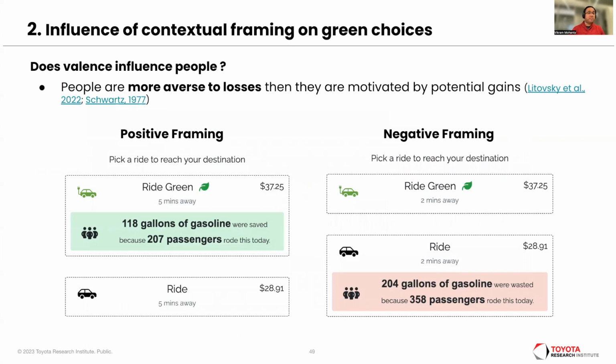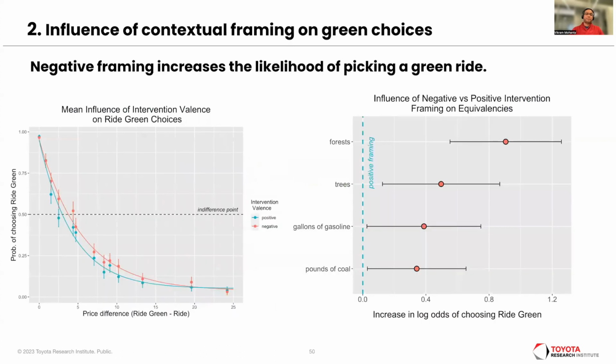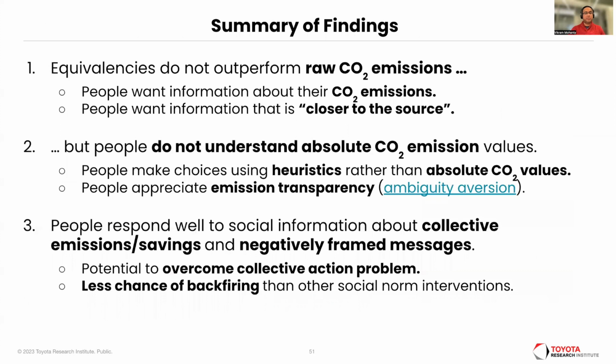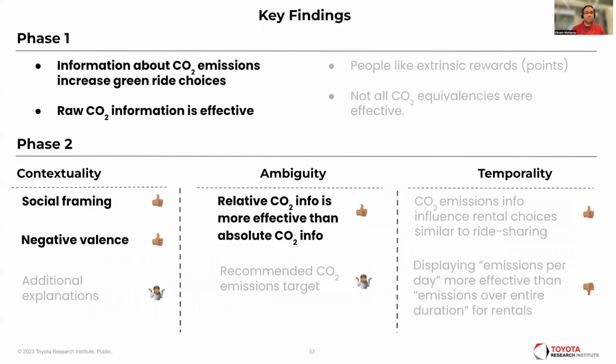Then we looked at valence to see whether it made a difference if the messaging was framed positively or negatively. We found that negative framing increased the likelihood of picking a green ride for all of the equivalencies that we tested. To summarize, equivalencies did not outperform raw CO2 emissions, but people also don't understand absolute emission numbers. We also found that people responded well to additional context, such as collective impact and negatively framed messages.